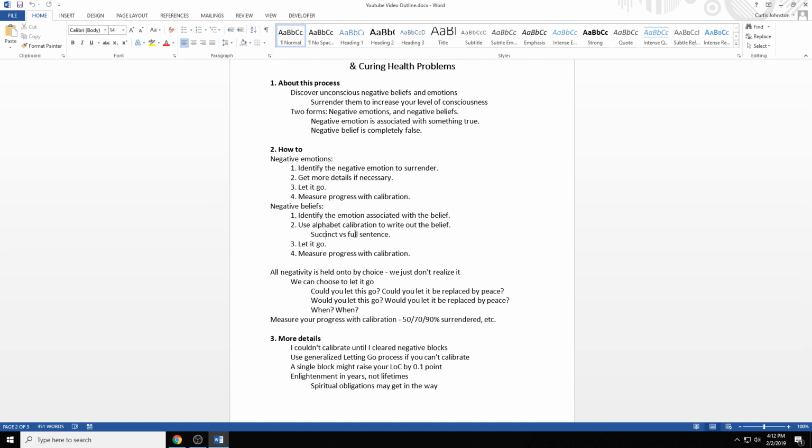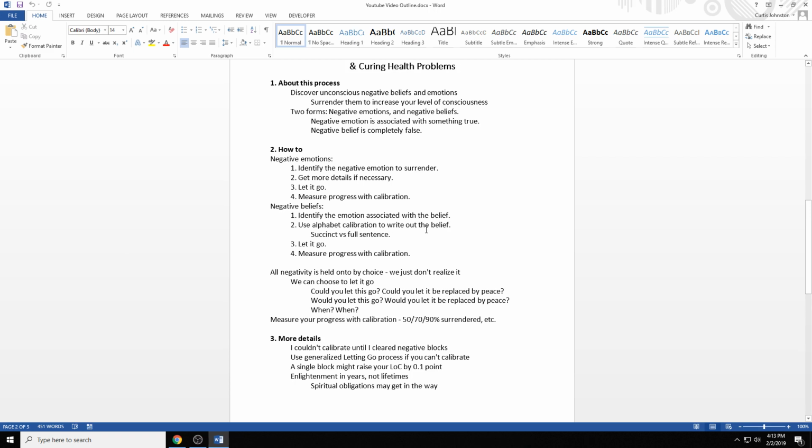I have set my intention now when I use alphabet calibration. I am always asking for the most succinct version of what I am calibrating that I will still understand. So I don't want it to be too short. If it's like 2 letters, what does that mean? I don't know. But if it's like 1 word or 2 words, then you can understand that. Usually it'll clue you in as to what the belief is.